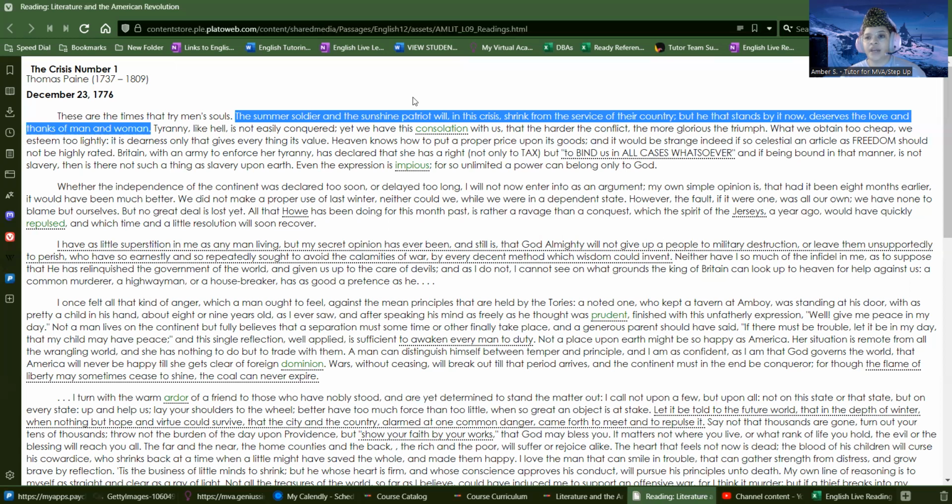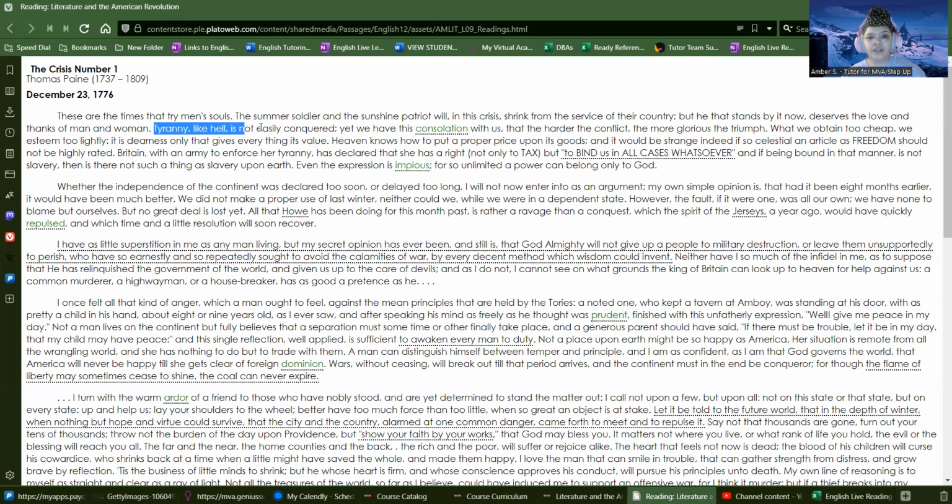But he that stands by it now deserves the love and thanks of man and woman. So basically, he's saying if you're a wishy-washy soldier and you're considering deserting or leaving the army because things are hard, basically you're not real. Like you're not actually loyal. And the people who are standing by the soldiers in the army now that things are difficult are the people who deserve the love of the men and women of this country.